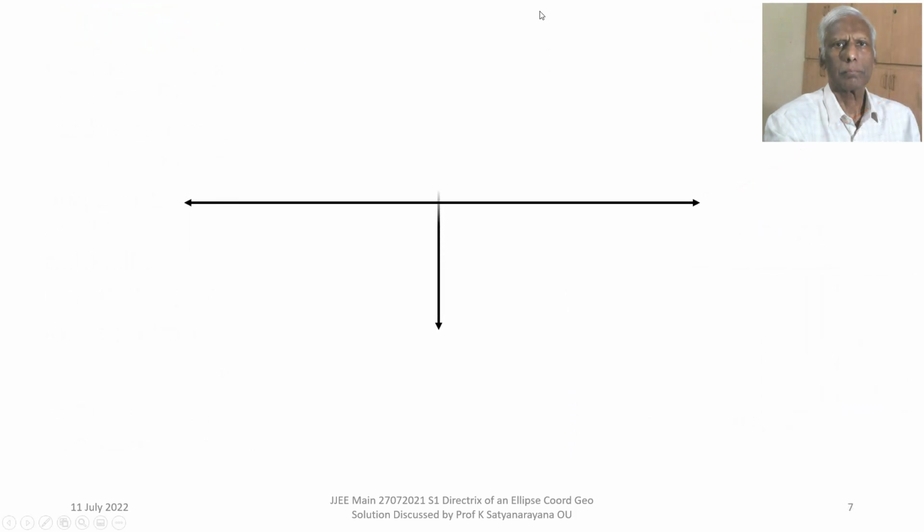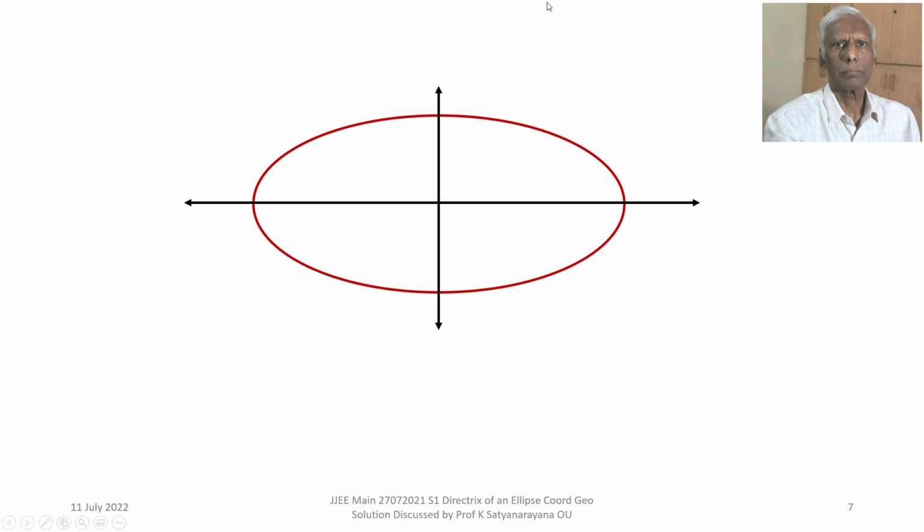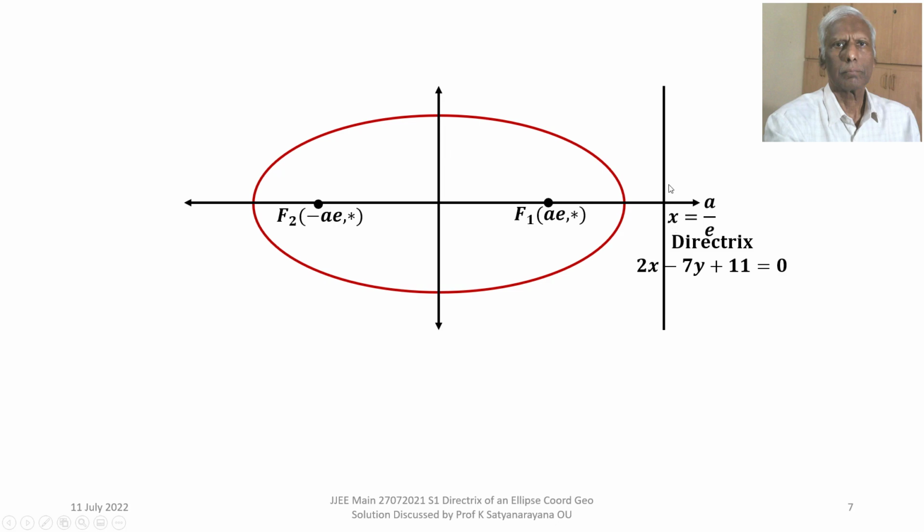So this is our x-axis, y-axis, and there is the ellipse and a directrix, and its foci: F1 at (ae, 0) and F2 at (-ae, 0). One of the directrices is x = a/e, the other is x = -a/e.